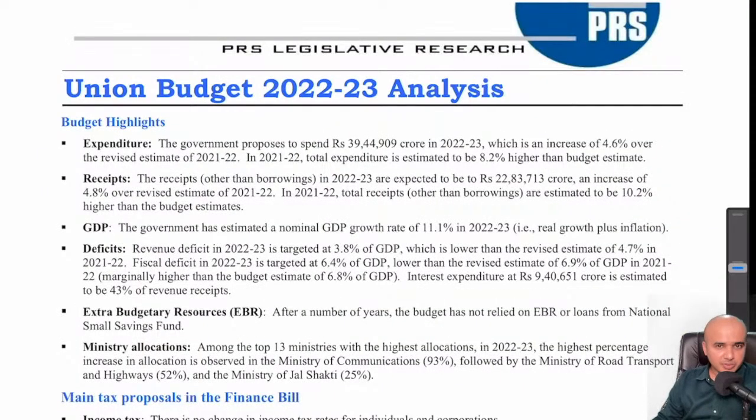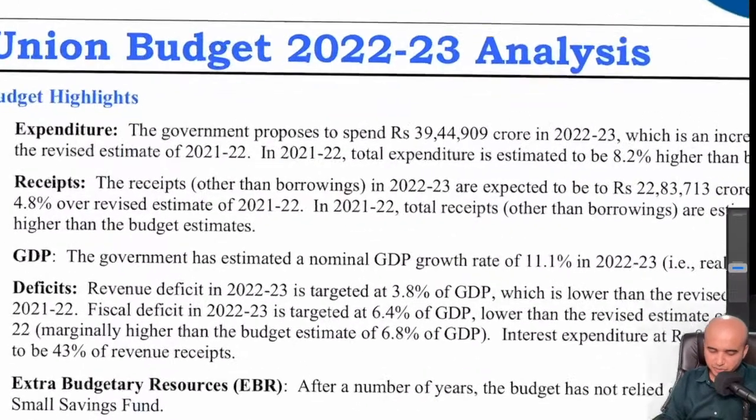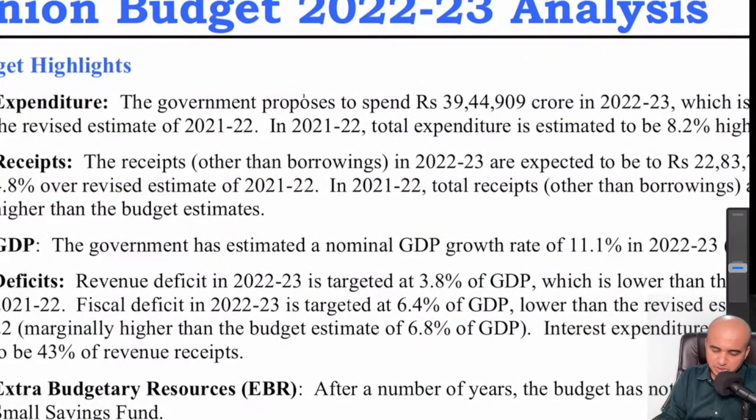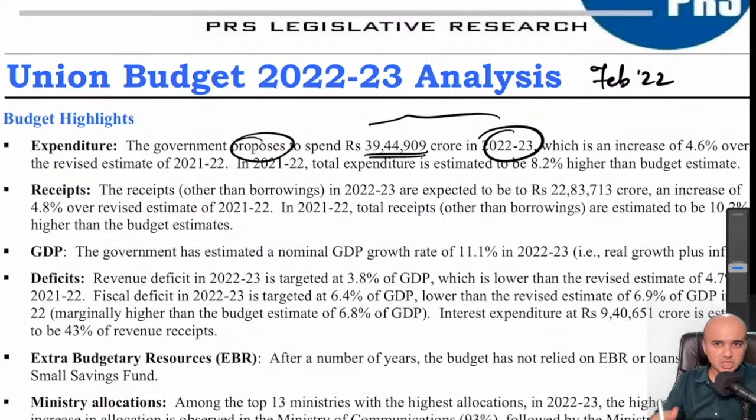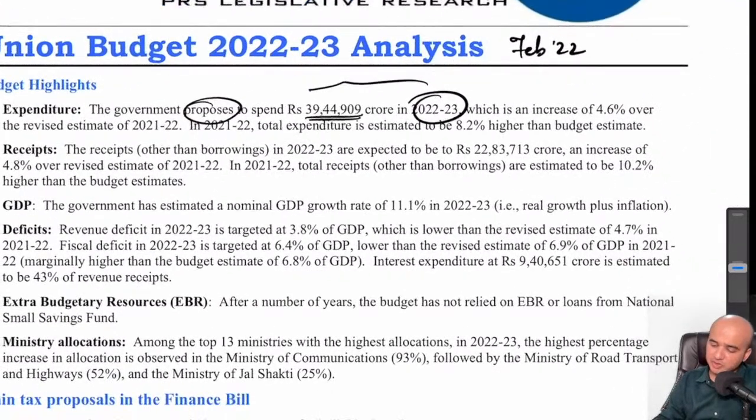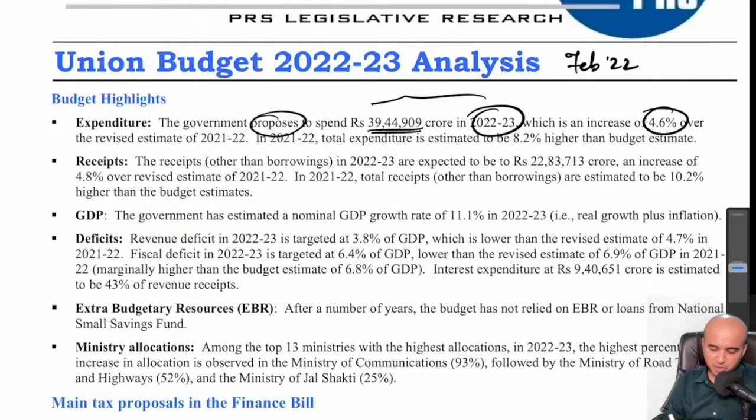And if you look at this Union Budget 22-23 analysis, this is by PRS Legislative Research. It's an NGO which does these types of things. Now, the word which they have used here is proposes. The government proposes to spend 39,44,909 crore in 22-23. So when did the government present the budget? In Feb 22. So in Feb 22, the government proposed to spend. That means we are assuming that during this financial year, 22-23, they will be spending so much. They also say this is an increase of 4.6% over the revised estimate of 21-22. So last year they had spent 4.6% less compared to what they are proposing to spend this year.